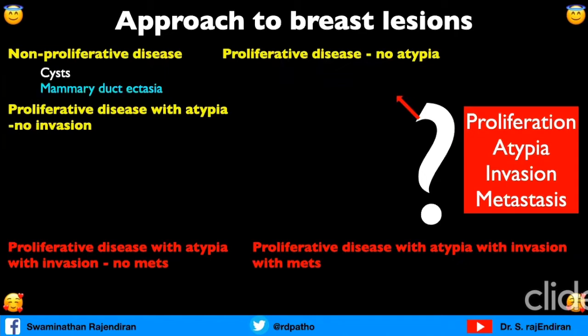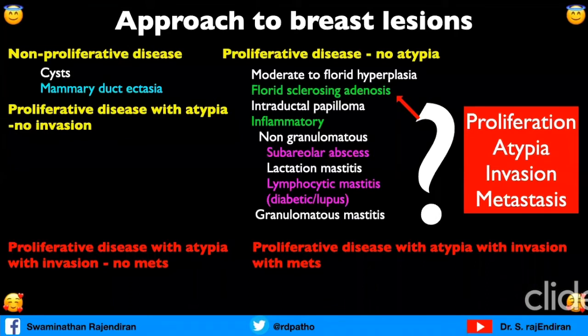It will show non-proliferative disease, cysts and mammary ductectasia. Proliferative diseases without atypia are ductal epithelial hyperplasia, which can be moderate or florid, sclerosing adenosis, intraductal papilloma, and any inflammatory lesion. Even in inflammation, it is proliferation. It is proliferation of inflammatory cells, okay, and it's divided into non-granulomatous and granulomatous. Examples of non-granulomatous in breast are lactation mastitis, subareolar abscess, and most commonly, which is underdiagnosed in India, lymphocytic mastitis, which is very common in diabetic patients.